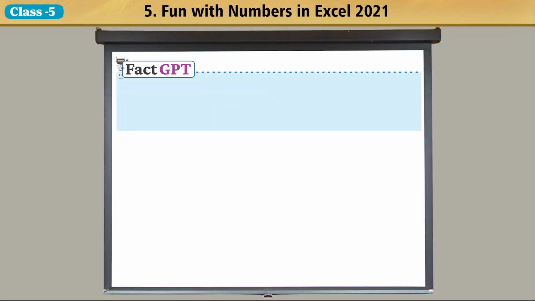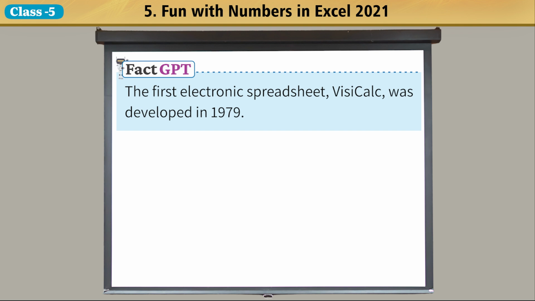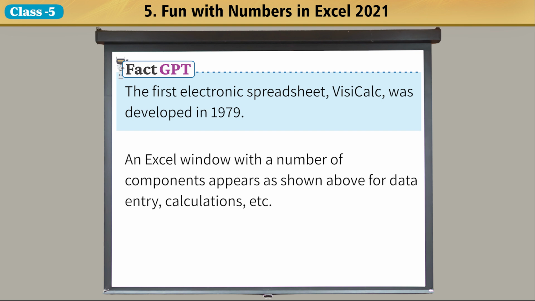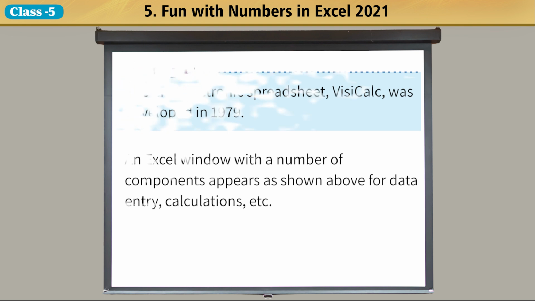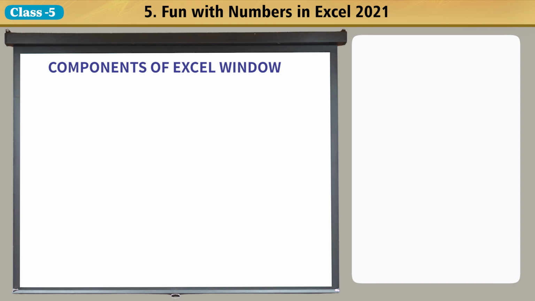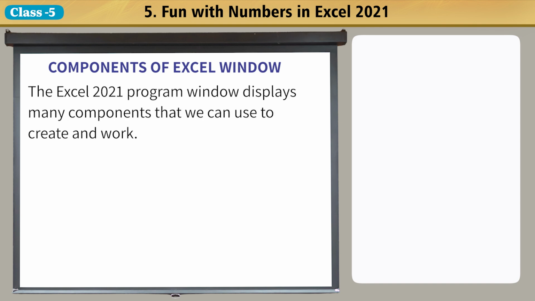Fact: The first electronic spreadsheet, VisiCalc, was developed in 1979. An Excel window with a number of components appears as shown above for data entry, calculations, etc. Components of Excel window. The Excel 2021 program window displays many components that we can use to create and work.